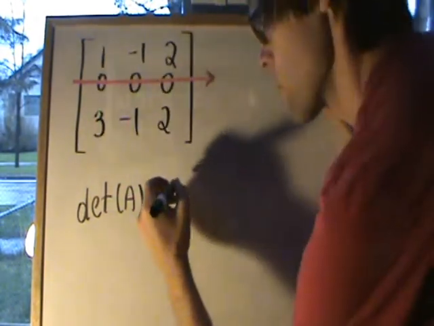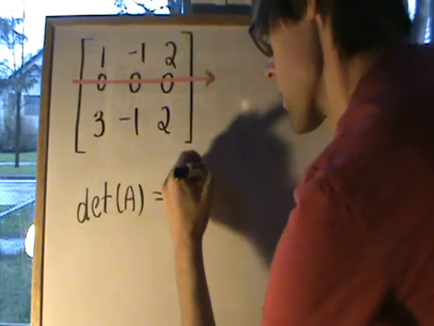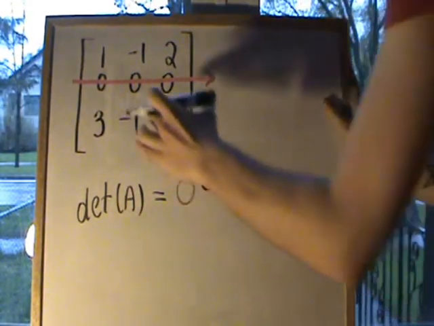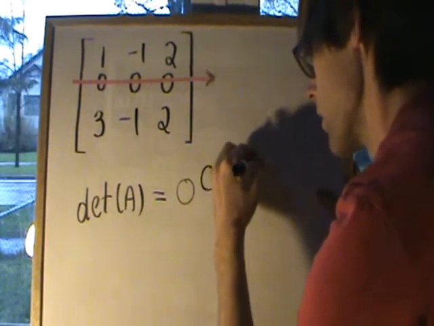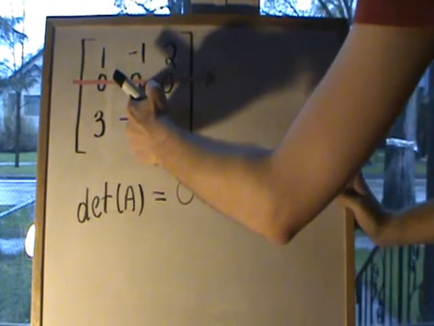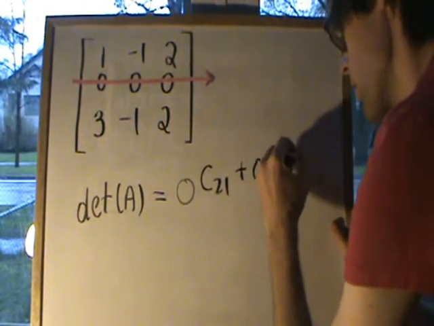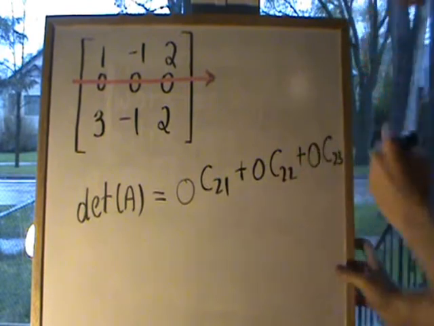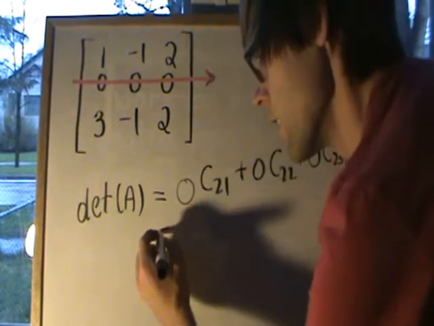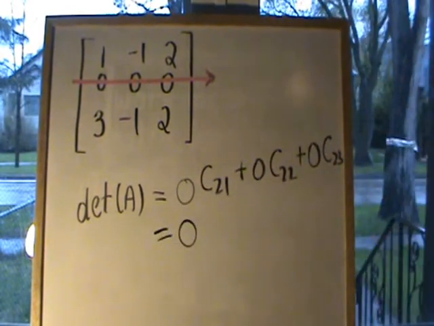So as we come to here, we're going to get 0 times the 2, 1 cofactor plus 0 times the 2, 2 cofactor plus 0 times the 2, 3 cofactor. And our final answer for our determinant is going to be 0.